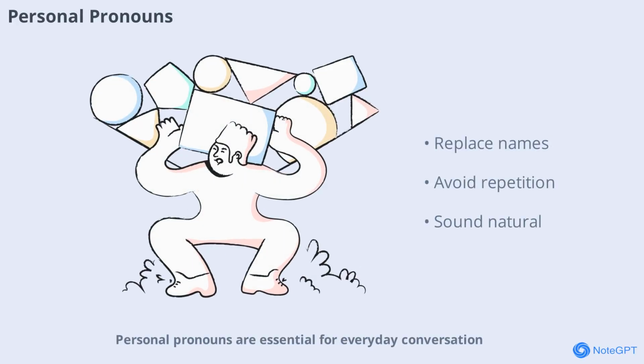Personal pronouns are essential for everyday conversation. They replace names and make sentences less repetitive. For example, instead of saying John is happy because John got a gift, you say he is happy because he got a gift. The main personal pronouns are I, you, he, she, it, we, and they. Using them correctly helps your speech sound natural and keeps your sentences clear.